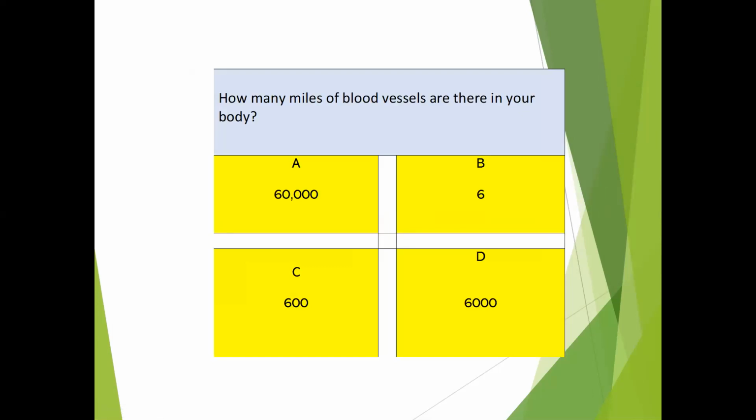Next one, number 2, how many miles of blood vessels are there in your body? A, 60,000, B, 6, C, 600, or D, 6,000?